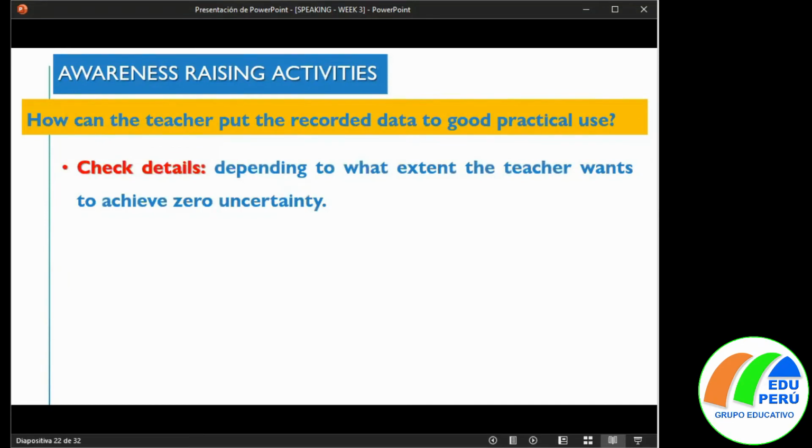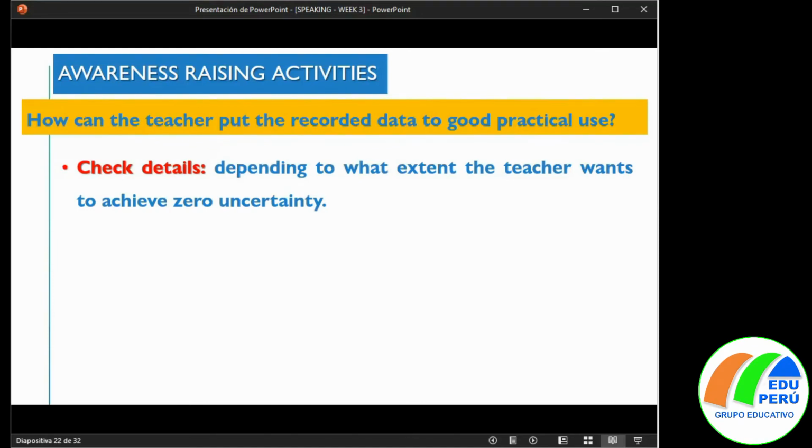The other one is check details. Depending to what extent the teacher wants to achieve zero uncertainty. So after maybe they have listened to the story, to the anecdote. Remember that this is the beginning. The beginning here, for example, in this pre-stage or pre-speaking, remember that this is related to the stages of a lesson, no? Pre, while, and post. The pre, this is referring to the pre.